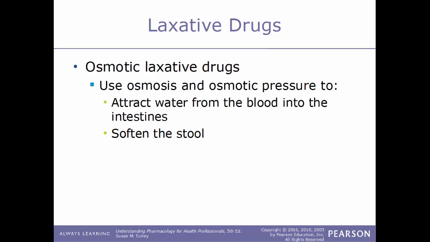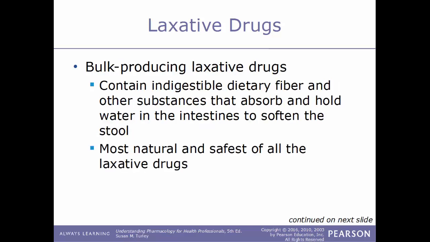And these use the process of osmosis and osmotic pressure to attract water from the blood into the intestines. By doing so, this will help soften up the stool. Another class of laxatives will be the bulk-producing laxatives. These contain an indigestible dietary fiber and other substances that absorb and hold water in the intestines to help soften the stool. Now, these are the most natural and the safest of all types of laxative drugs.